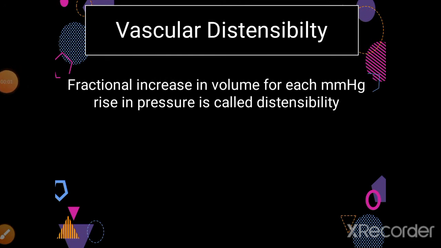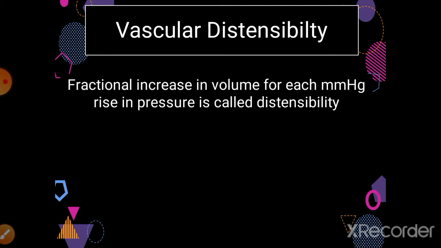Let's have a look at another definition of vascular distensibility. This definition states that the fractional increase in the volume for each millimeter mercury rise in pressure is called distensibility. Now let us understand what this definition means. To understand this, I'll give you an example. Remember, this is just a made up example and it does not apply to all blood vessels, but it is just for your understanding.